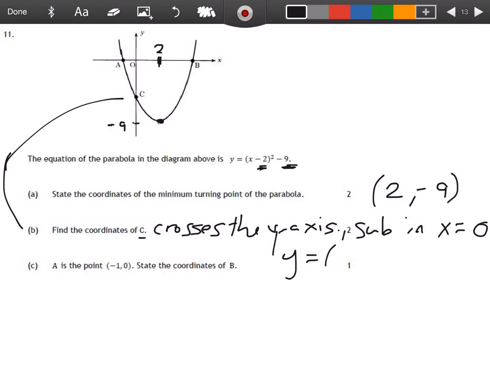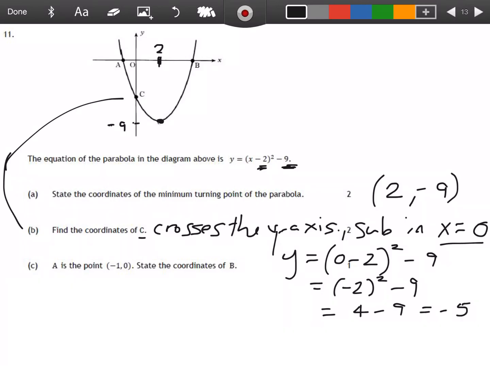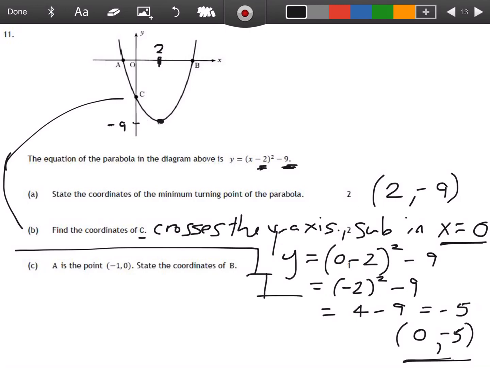We're going to sub in x is 0. 0, take away 2, bracket squared, take away 9. 0 take away 2 is a negative 2. We're going to square it and take away 9. So it's 4 take away 9, which is negative 5. However, we're looking for the coordinates of point C. What is the x value again? It was 0 that was subbed in, and the y value is negative 5. I'm just going to do that so that you know that that's actually the answer for part B and you don't get mixed up.